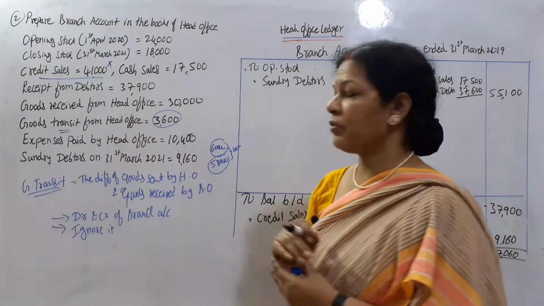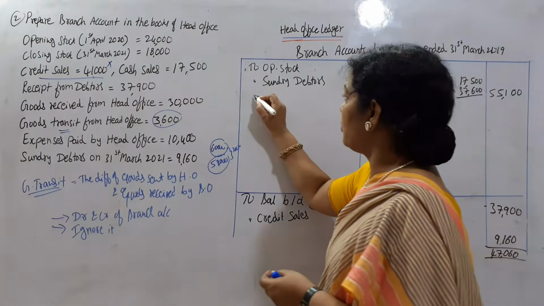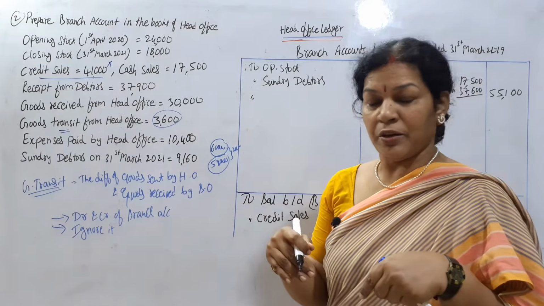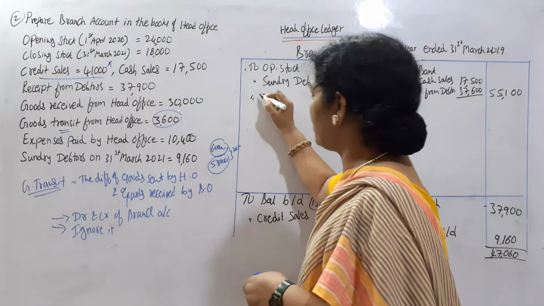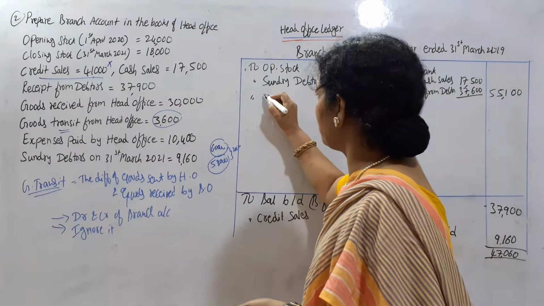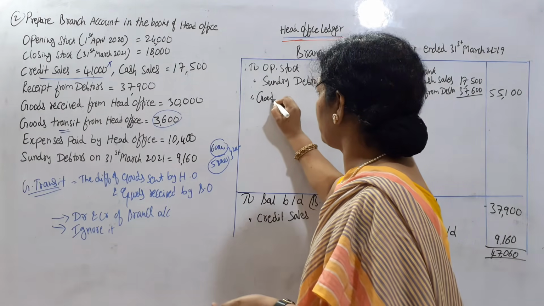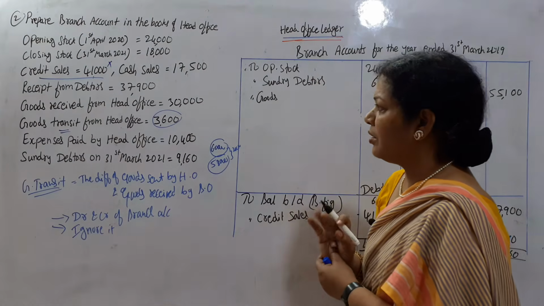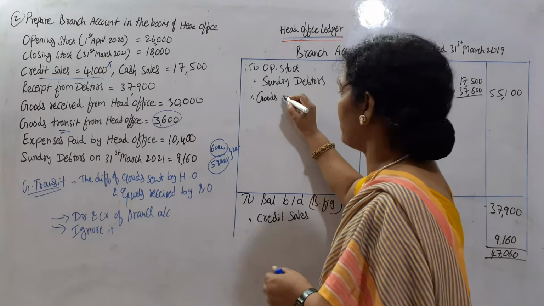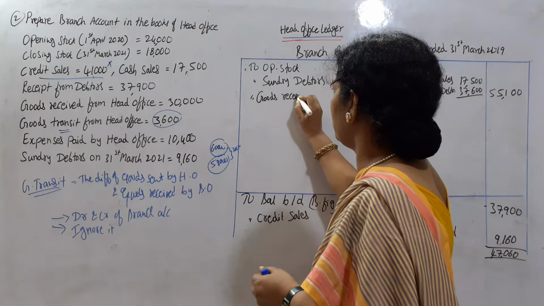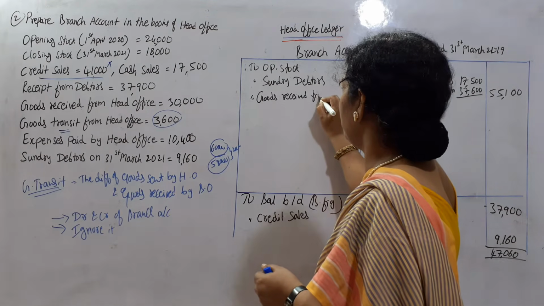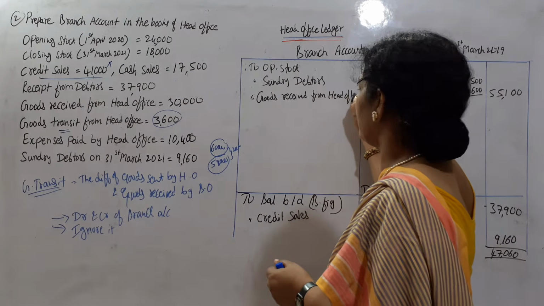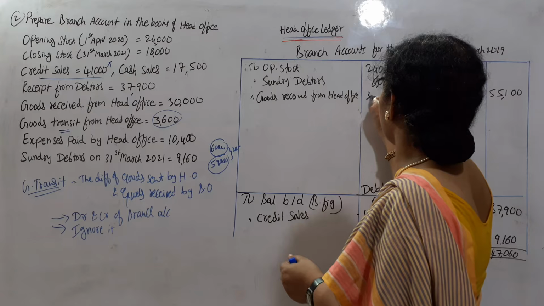Now goods received from head office. Goods received from head office is on the debit side, because we are receiving from the head office. Or you can say goods sent to branch account, or goods received from head office. Is there any returns? No returns. Okay, directly you can write it outside. Goods received from head office 30,000.